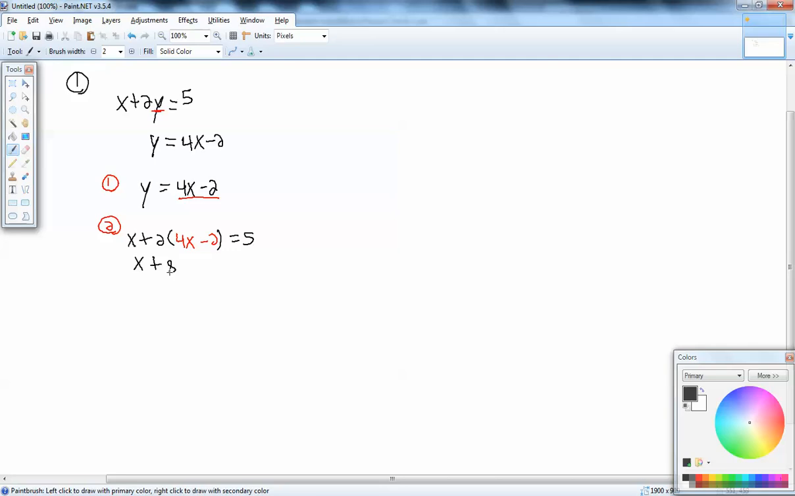2 times 4x gives us 8x. 2 times negative 2 is negative 4, equals 5. Always combining the like terms. x plus 8x is 9x. And minus 4 equals 5. I'm going to take that negative 4 over to the right side, and we get 9x is equal to 5 plus 4. Anytime you take anything across your equals, your sign changes. Combine the numbers in a step. 5 plus 4 is 9. And then divide both sides by the number in front of your x, which is 9. And 9 divided by 9 gives us x equals 1.